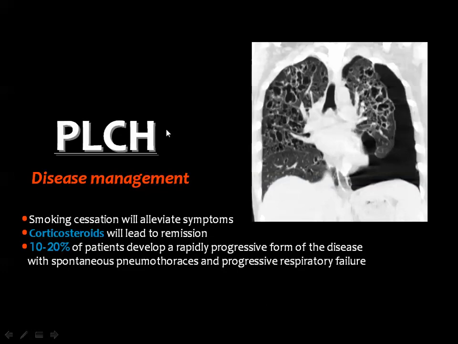In order to manage histiocytosis, first of all, stop smoking. Then corticosteroids will help to cause disease remission. However, in about 10 to 20% of the patients, progressive destruction of the lung with spontaneous pneumothorax and progressive respiratory failure may occur.